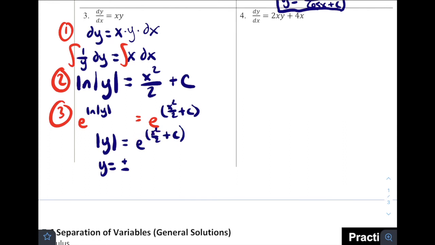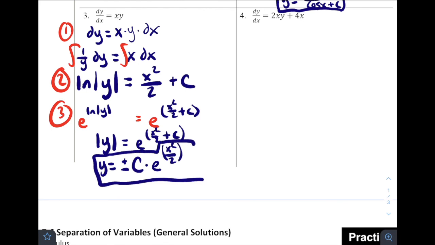And so one of our properties of exponents says that if you have two things that are being added in the exponents, we can rewrite that as two things of the same base that are being multiplied. But ultimately what this ends up giving us is plus or minus c times e to the x squared over 2. And so this x squared over 2 is in the exponent of that e. But this would be our equation here for problem number 3. So plus or minus c times e to the x squared over 2.